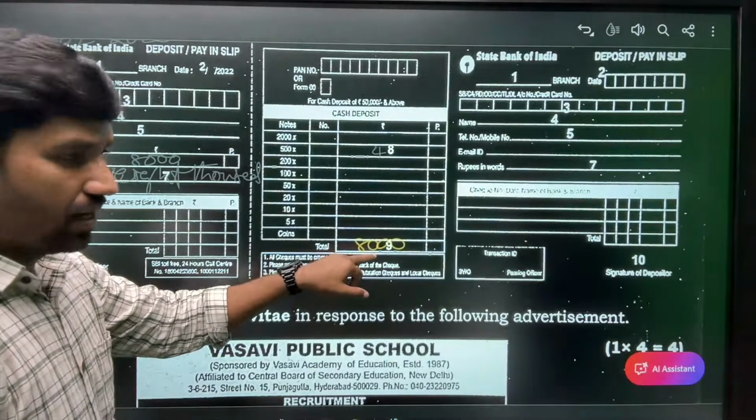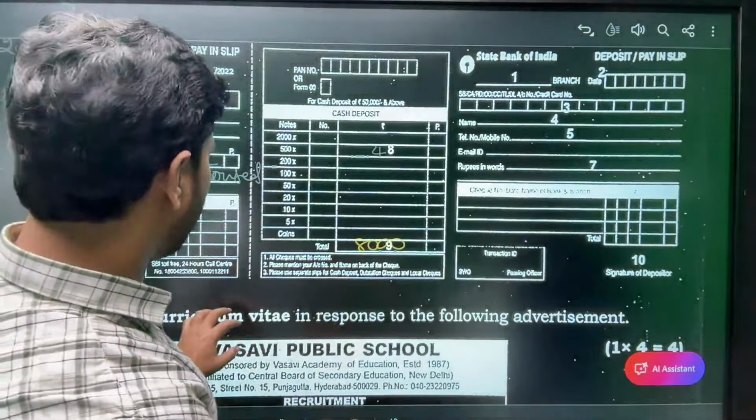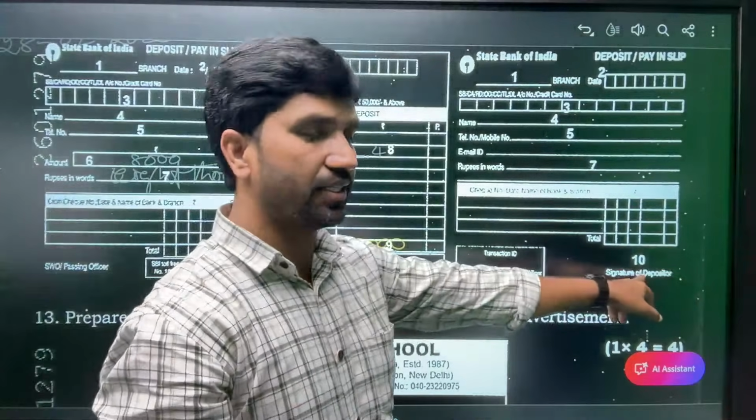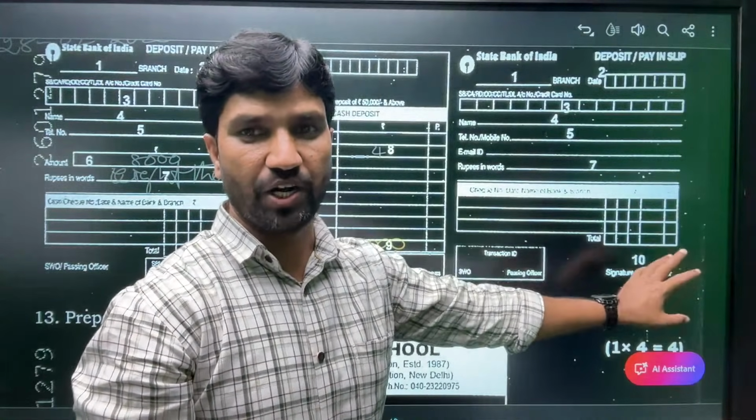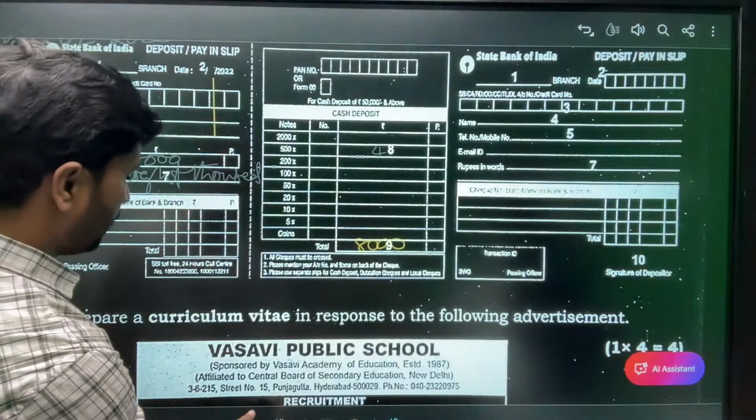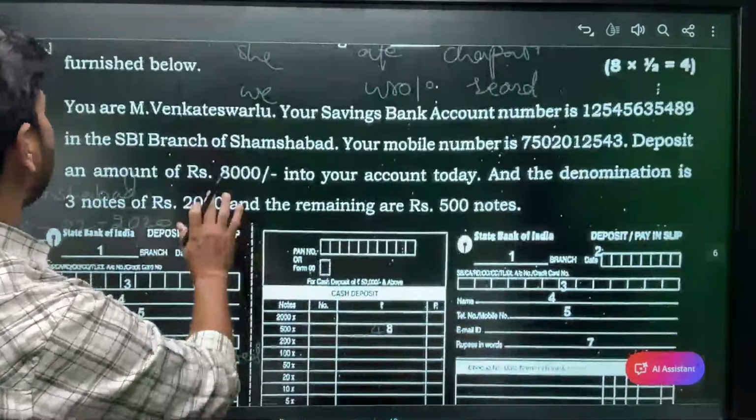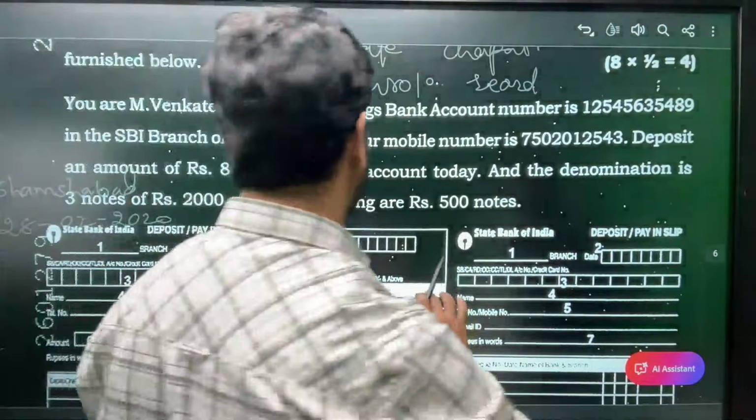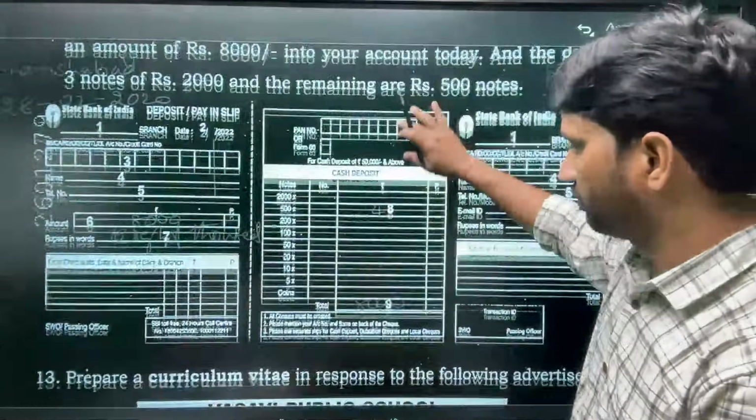Ninth one is 8,000 and the 10th one, if you find that it's the signature of Venkateshwarlu, not your signature, make the depositor or customer's signature be placed here, Venkateshwarlu. That's it. This is called filling in forms.